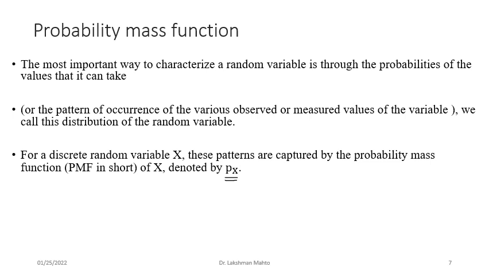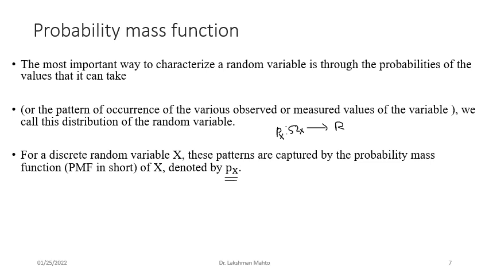Now, the small p suffix x would be a function from where to where? It is a function because it comes with respect to each observed value of x. So by default, the domain of this probability mass function would be the range of the corresponding random variable. And what would be the codomain? It goes up to R.